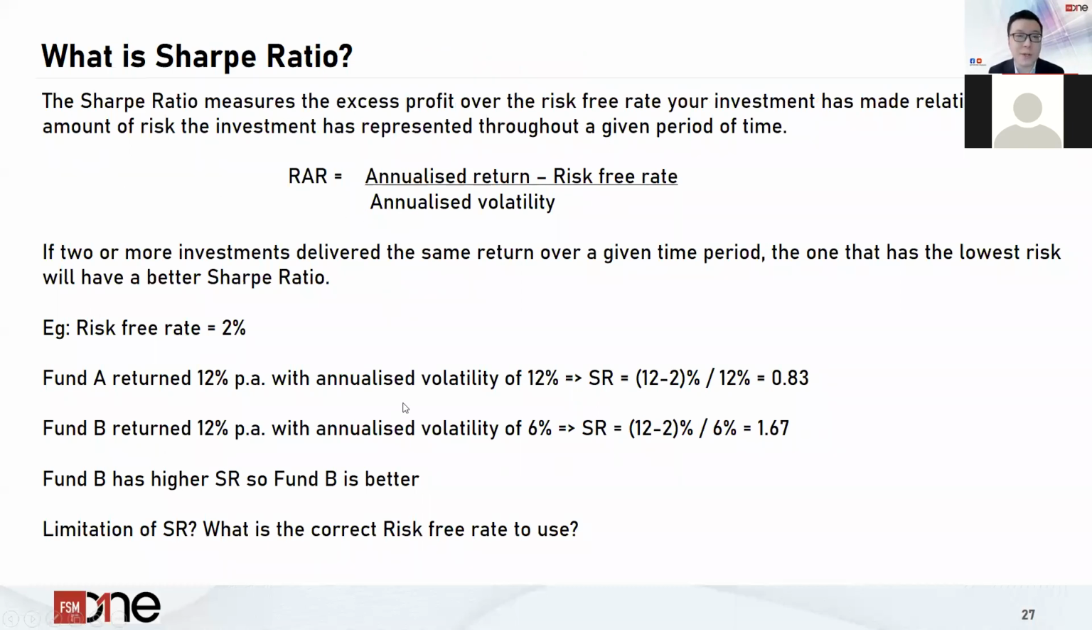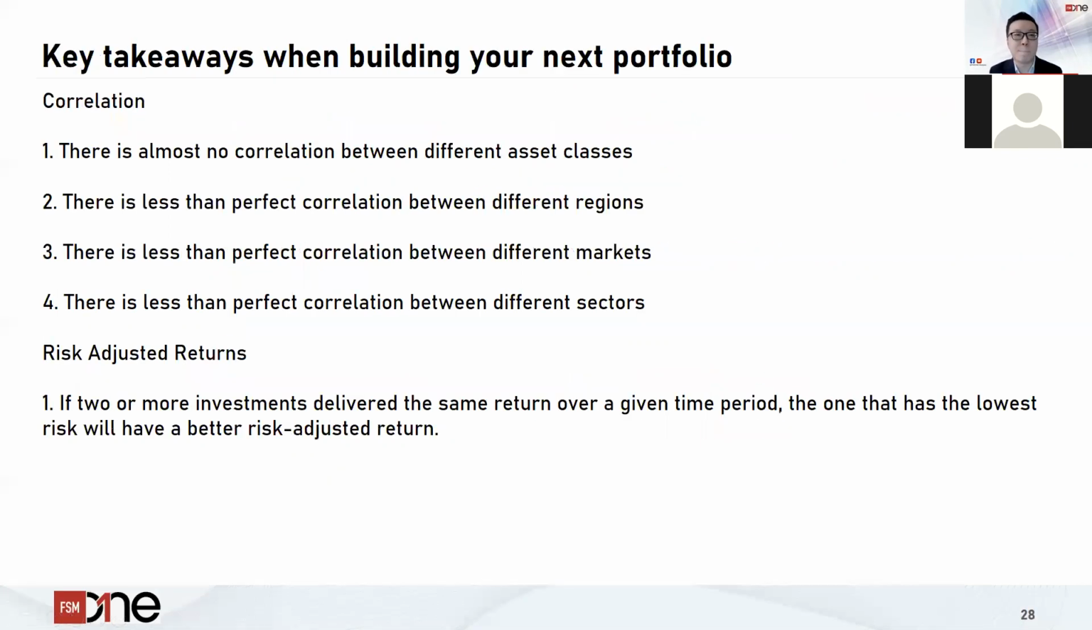Similarly, we also have the Sharpe ratio. The difference is the formula is a bit different. They take the annualized return minus the risk-free rate before they divide by annualized volatility. So this is the excess return that investors get per unit of risk. It serves a similar purpose, which is to compare between different funds.